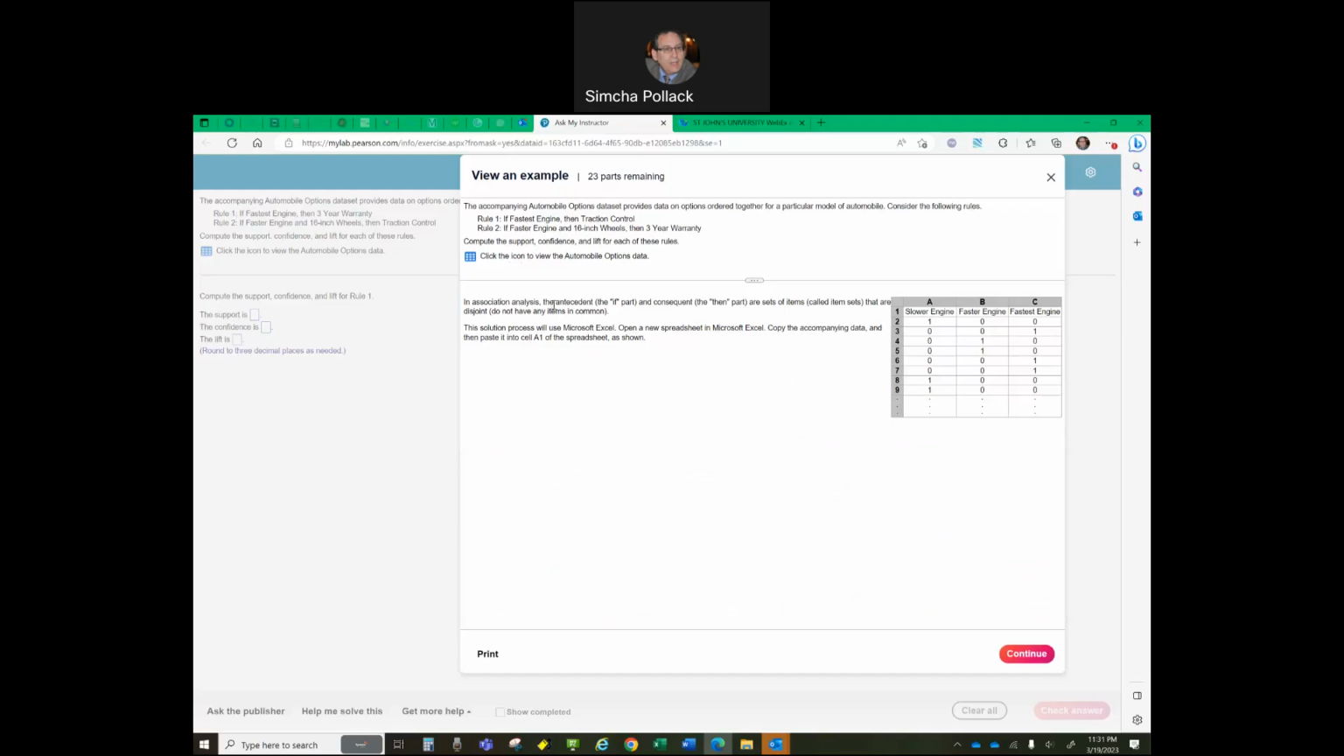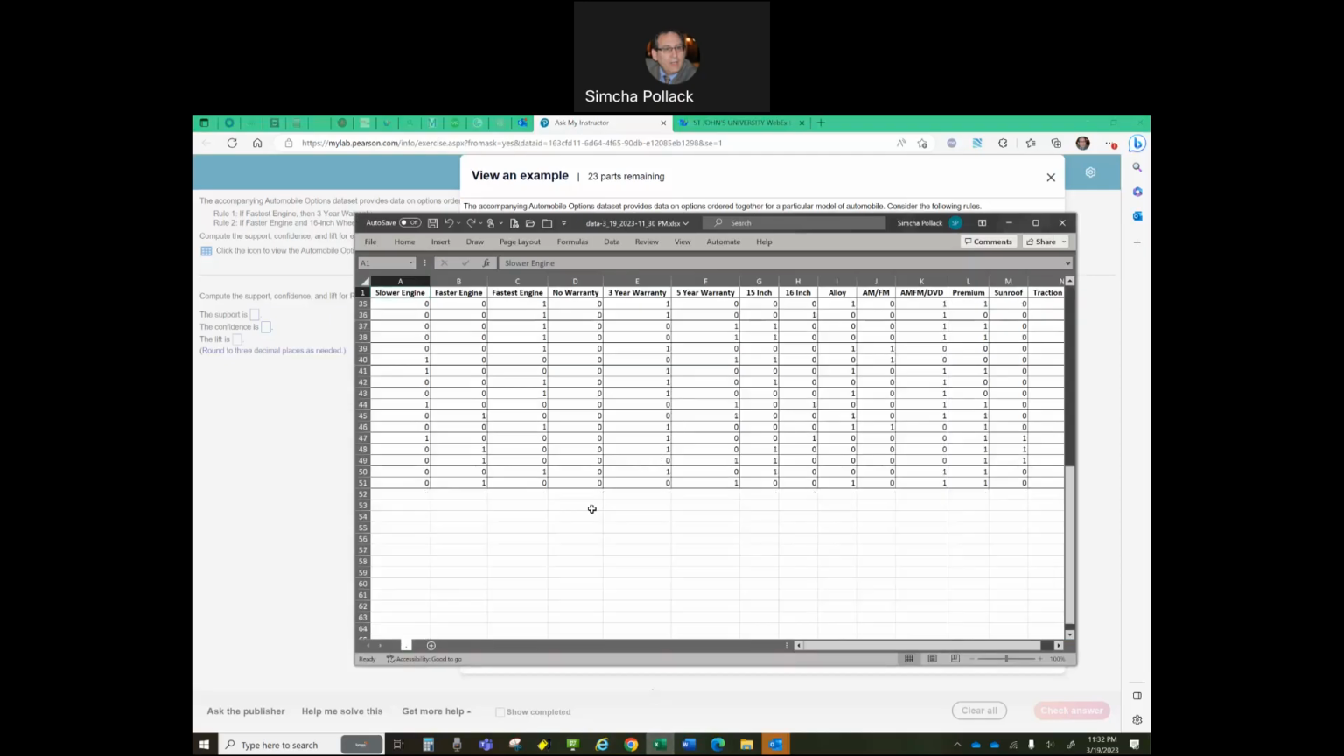We want to calculate 3 formulas, 3 measures of how reasonable the association is. One is called the support, one is called the confidence, and one is called the lift. So we have to calculate 3 numbers using Excel. We could do this by hand, actually, since the calculations are not that complicated for each of the rules. So a total of 6 answers, 3 for this rule and 3 for that one. So let's go back to the Excel.